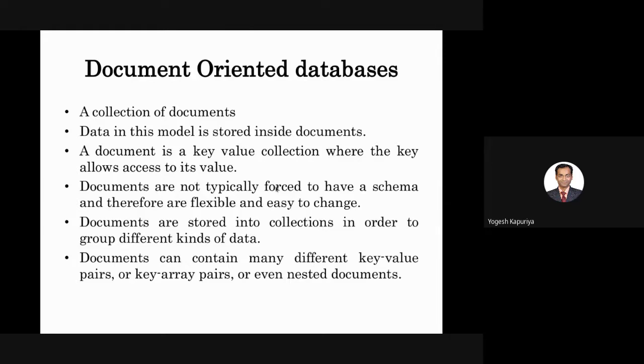Data in this model is stored inside the documents. A document is what? It's basically a key value collection. Not forced to have a schema, and therefore it's flexible and you can change easily. And these documents are stored in collections. Again, document 1 and document 2 in the same collection maybe can be of a different schema. So collection is basically a logical group. It's not like all the documents within the same collection should have the same schema. Collection is basically a logical group of documents, or you are putting them together.